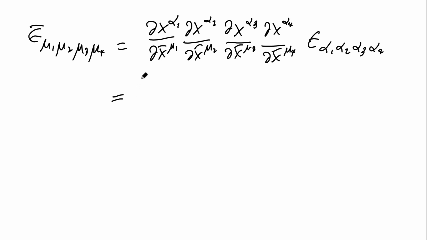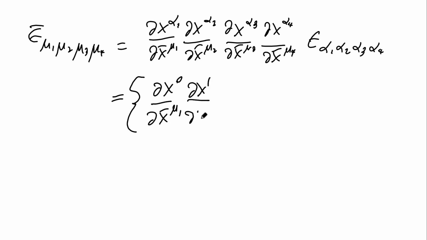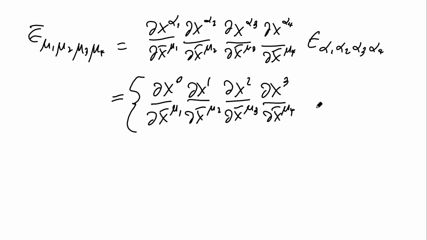So this is equal to, for example, if alpha 1, alpha 2, alpha 3, alpha 4 is equal to 0, 1, 2, 3, then this is partial x0 with respect to x bar mu1, partial x1 with respect to x bar mu2, and so forth. Partial x2 with respect to x bar mu3 and partial x3 with respect to x bar mu4. And that will be multiplied by the value of epsilon, which is square root of minus g.